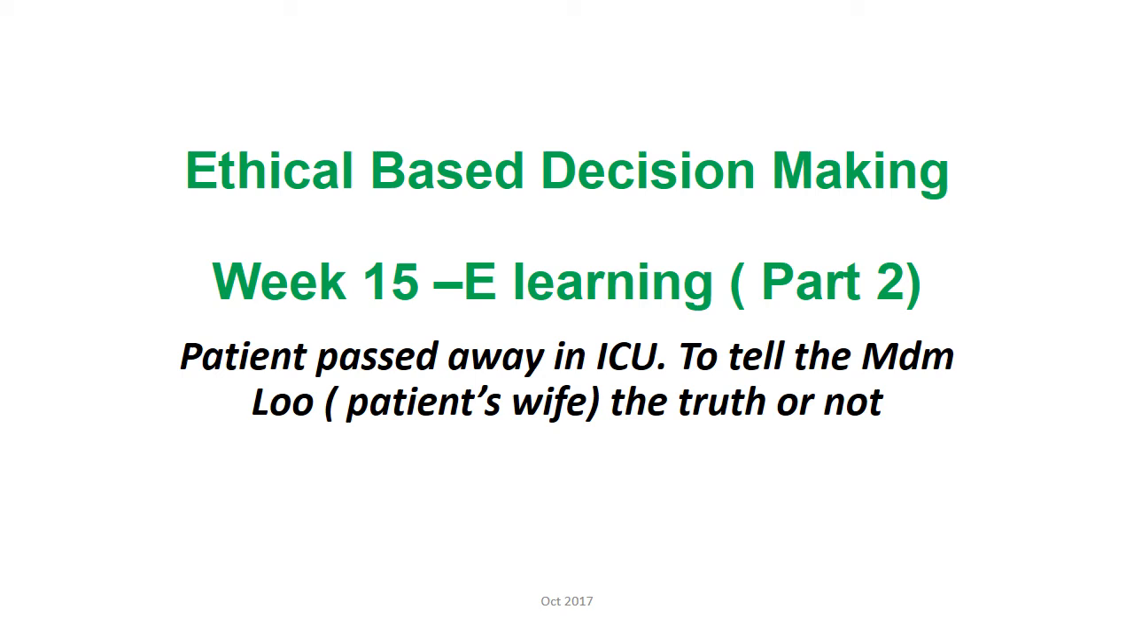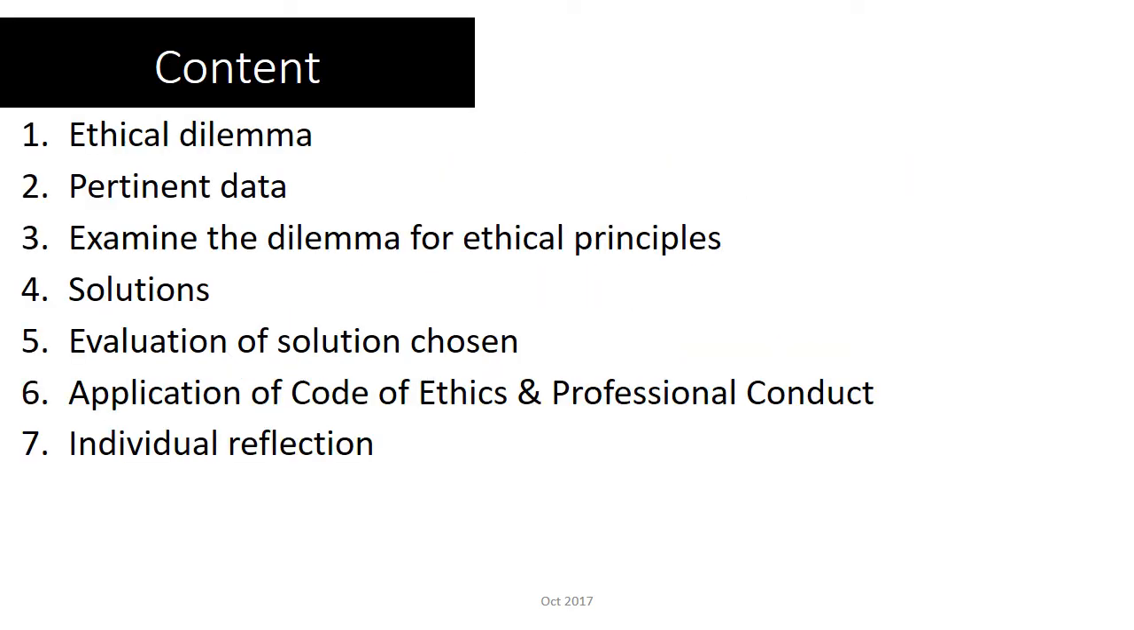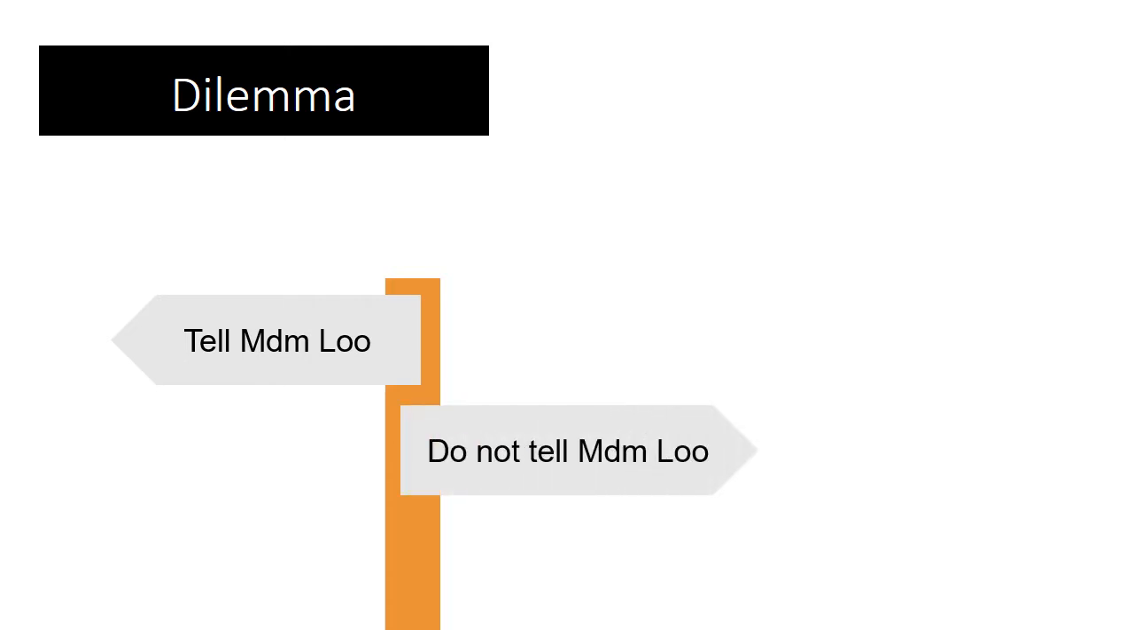In this e-learning part 2, our patient passed away in ICU, and we are in a dilemma to tell the patient's wife the truth. So these are the 7 steps of the ethical dilemma process. Now let's talk about the dilemma first. Do we tell Madam Lu the truth that the husband has passed away, or do we not tell?